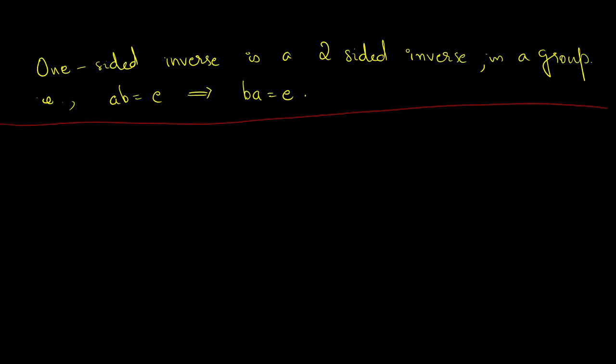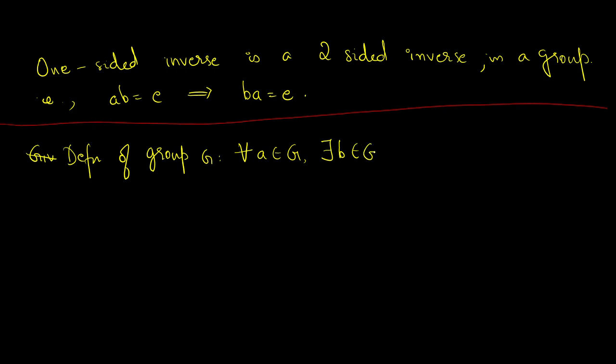G is a set along with a binary operation, and this binary operation will satisfy associativity, and then there will be an identity element. And then the next condition is, from the definition of group G: given any element A in G, we can find an element B in G such that AB is equal to identity and BA is equal to identity.